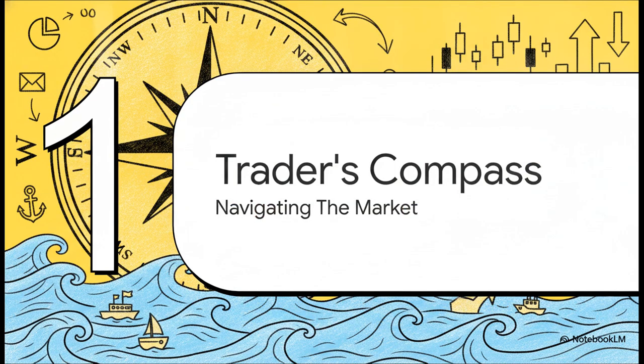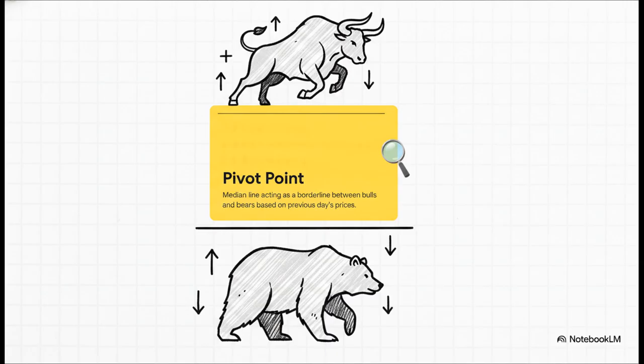Section 1, the trader's compass. So if you're going to navigate the incredibly chaotic sea of the stock market, you absolutely need a reliable navigational aid. And that tool is the pivot point. A pivot point is basically a median line, calculated using data from the previous trading session. Specifically, we're talking about the open, high, low, and close levels. Honestly, the easiest way to visualize this is to think of it as a borderline between bulls and bears. It's that simple. Above the line, the bulls are in control. Sentiment is positive. Below the line, the bears have taken over.